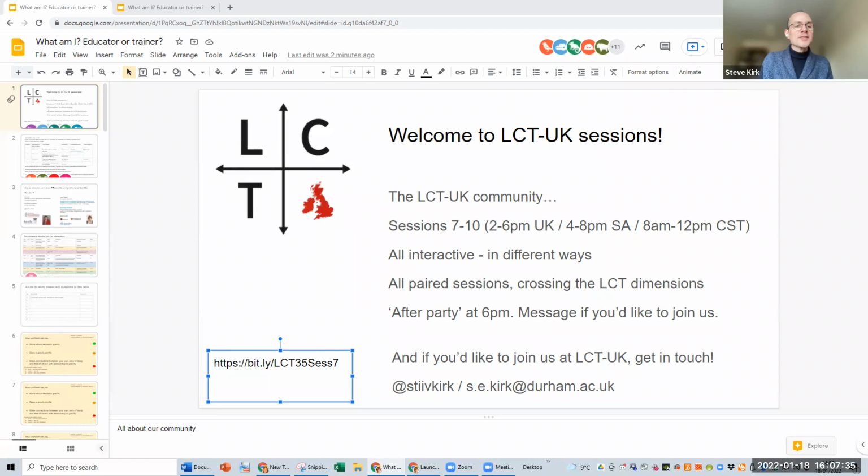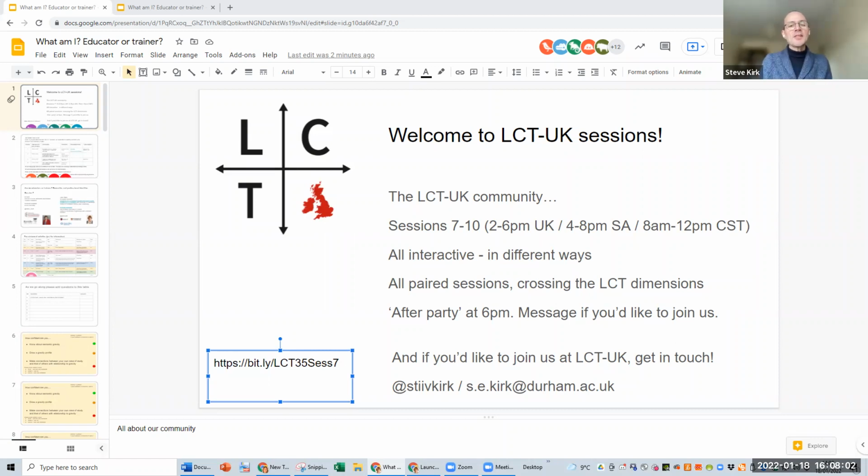So there are 7 or 8 of us involved this afternoon. It's sessions 7 to 10, so 2 to 6 p.m. UK time. Each of the sessions is going to be interactive in its own way. There's going to be different things to do during the session. And in order to be inclusive, in order to make time for all of us to be part of it, those who wanted to be part of things today, they're all paired sessions. So each of the 4 next sessions are 2 people working together.